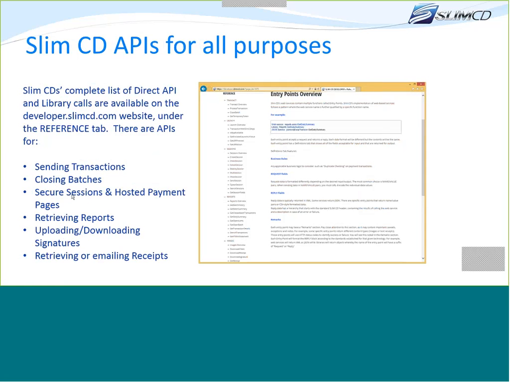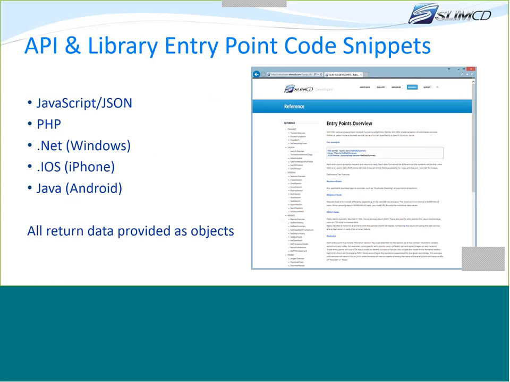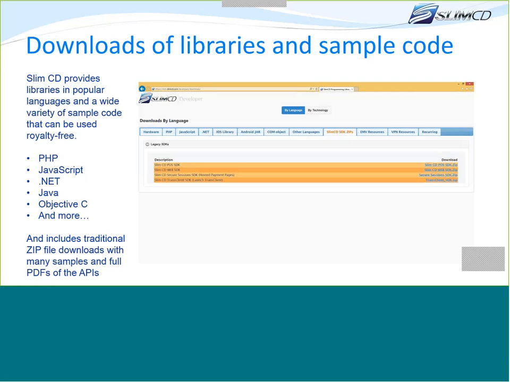And if you're doing signature capture at the point of sale, you can download the signatures and retrieve receipts and email them out as well. And again, sample code is available in all the popular languages that show you how to do each of the entry points. In addition, we have a whole download section of a regular website that gives you a ton of information in all these different technologies I've talked about with lots of samples, zip files and traditional zip files with PDFs, and all that's available as well.